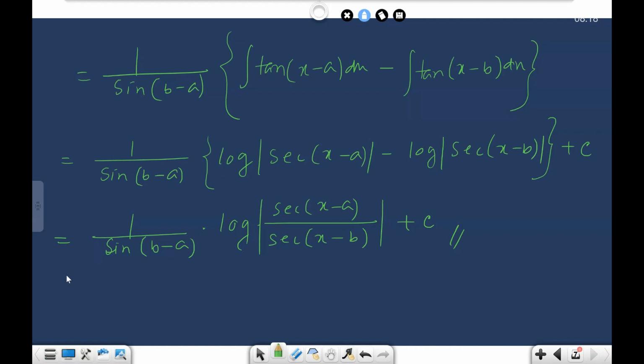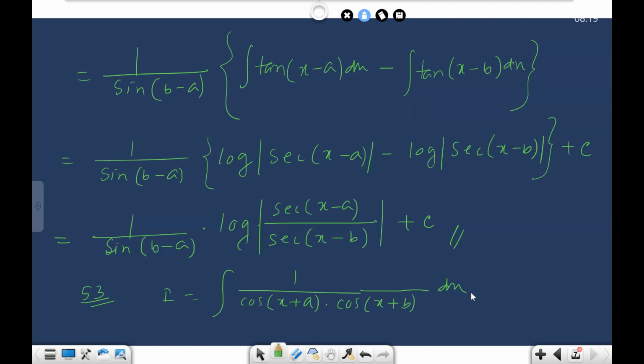And you can solve one more question of the same type. You write the problem number 53. It is homework for you. So the problem is I is equal to integration of 1 by cos of x plus a into cos of x plus b. So it is exactly the same as the previous problem, you can solve this problem yourself.